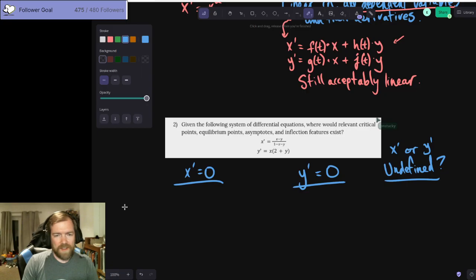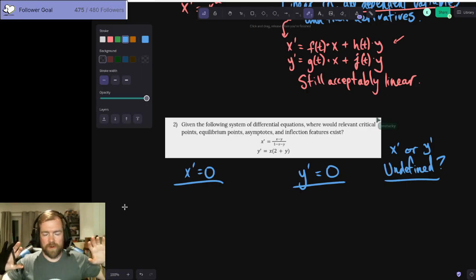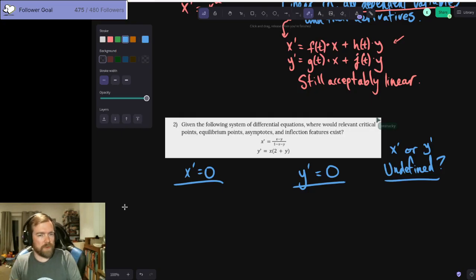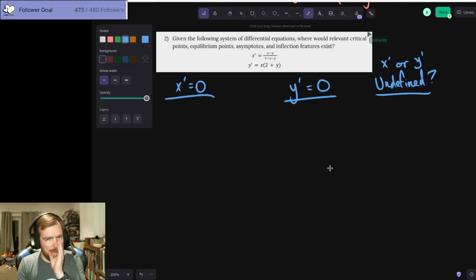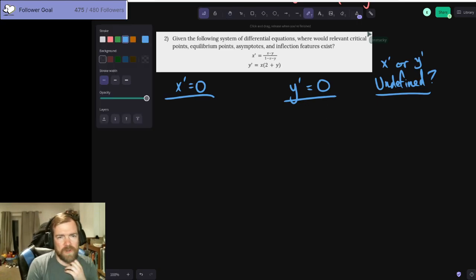Okay. So those are going to be our three major classes where we're going to be concerned with finding critical points, equilibrium points, and asymptotes. When I say inflection features, that's going to be what? Like second derivative is 0? Yeah. So most of the time when you start talking about inflection features, some of them are just going to be asymptotes. But others may not be. So we may have multiple different kinds of inflection features, and so we just want to cover all of our bases.